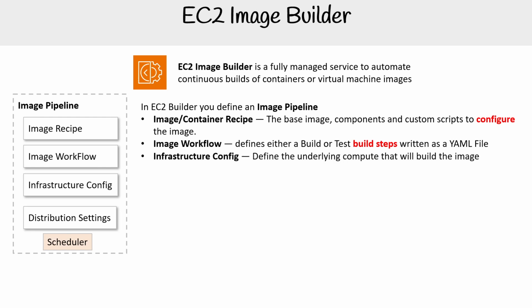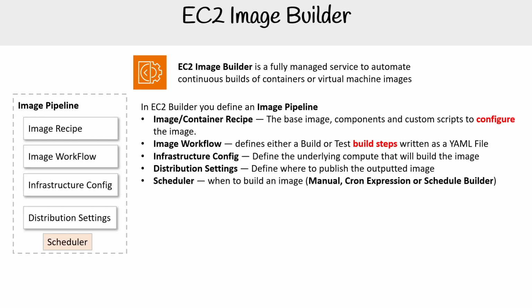We have infrastructure config. This defines the underlying compute that will build the image. So what size of instance type are we going to use, which particular VPC and subnet and security group, things like that. We have the distribution settings. So this defines where to publish the outputted image, whether it'll go to ECR or if it will go to a particular AMI in a particular region and account.